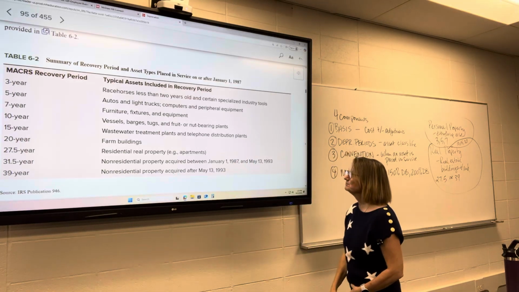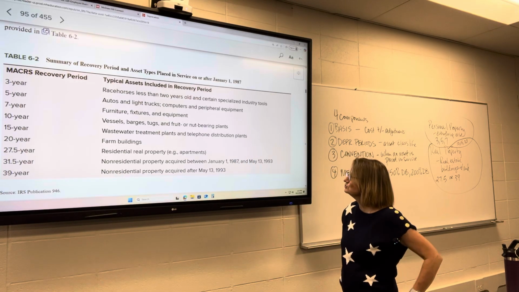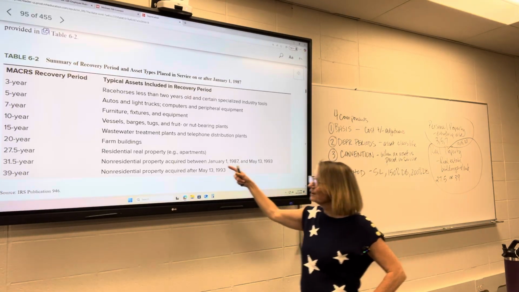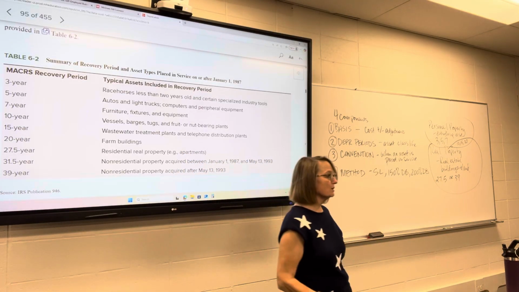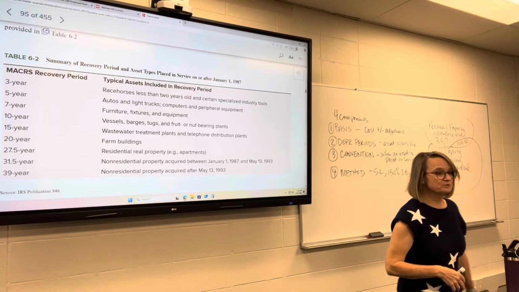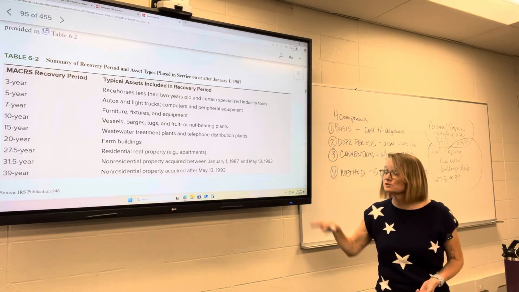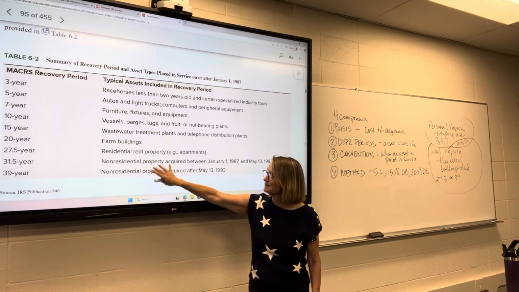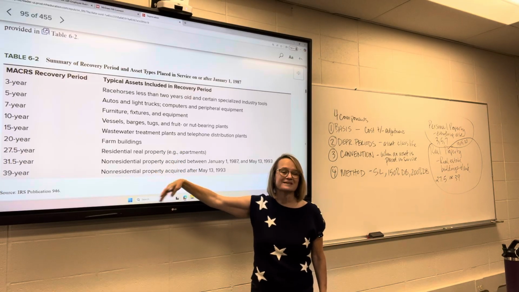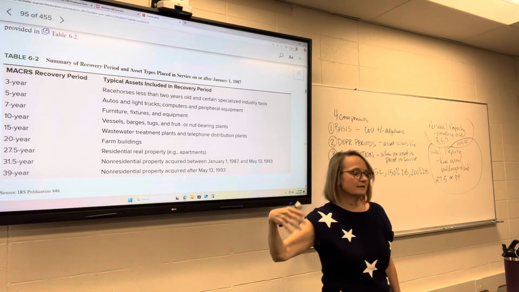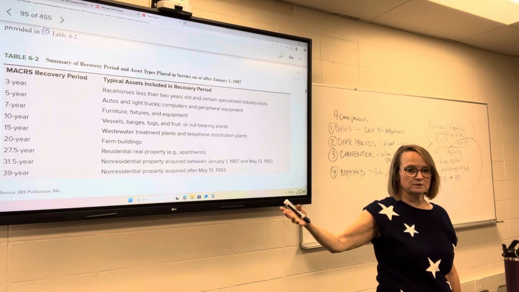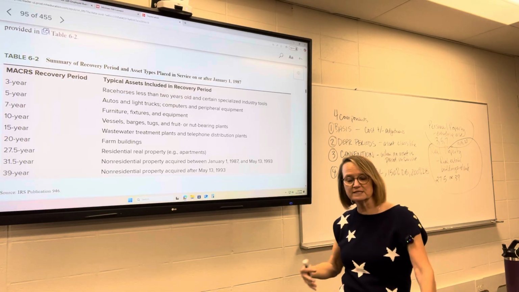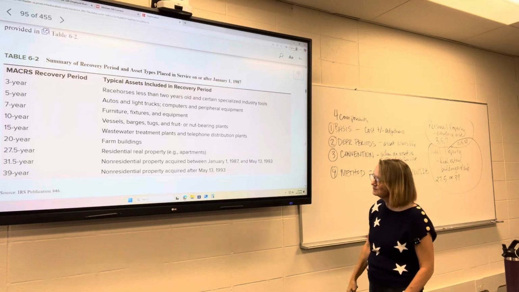15-year: wastewater treatment plants, telephone distribution plants, hardly ever see that. What you do see in Iowa, though, are farm buildings. So those are 20-year properties, which makes sense. They have a shorter class life than other types of buildings because they're subject to a lot more abuse, right? They're around livestock and they're being used in different ways than some of these other buildings.